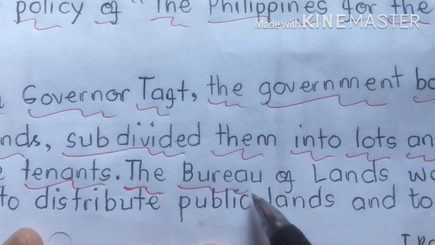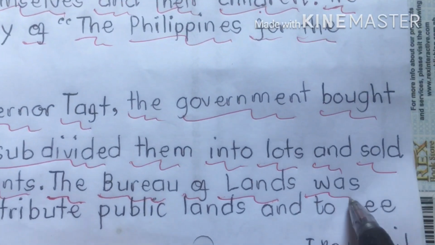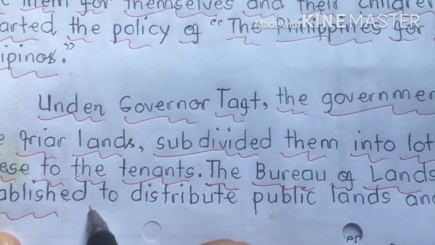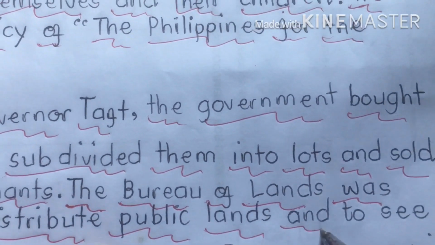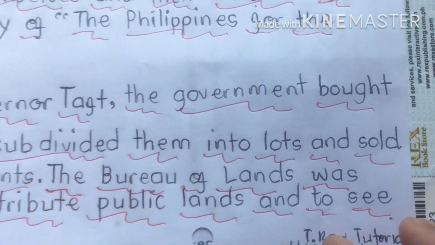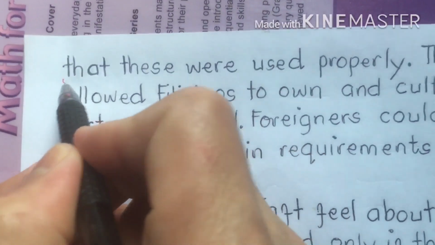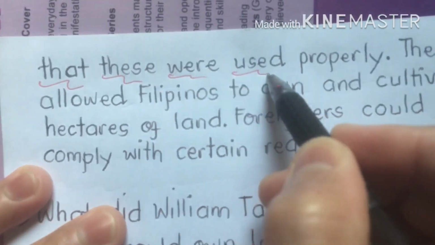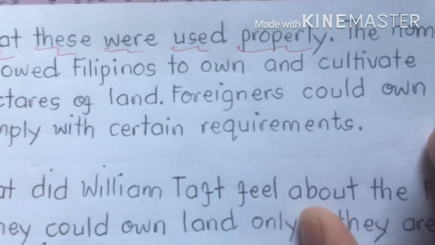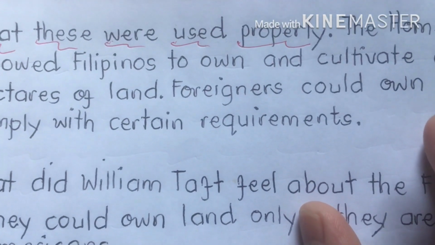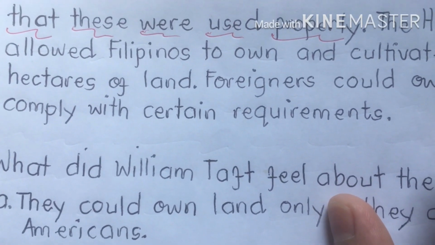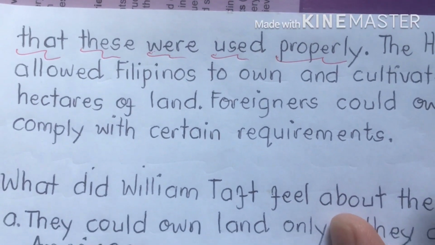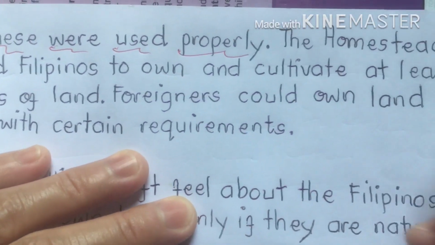The Bureau of Lands was established to distribute public lands and to see that these were used properly. Yes, guys, we're going to use it properly, even though the government will offer us different kinds of lots as tenants. Once we buy it, we're going to cultivate it and develop it well.